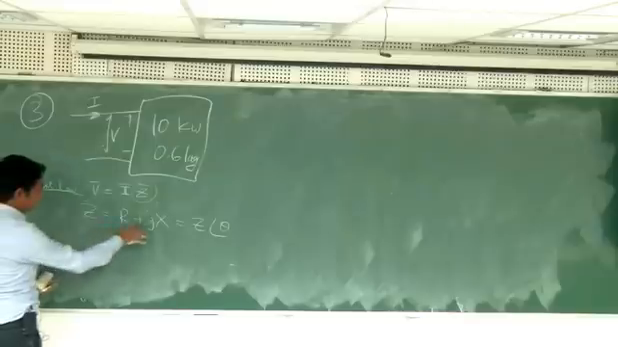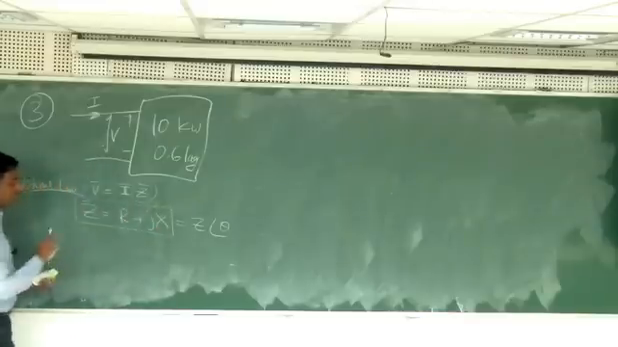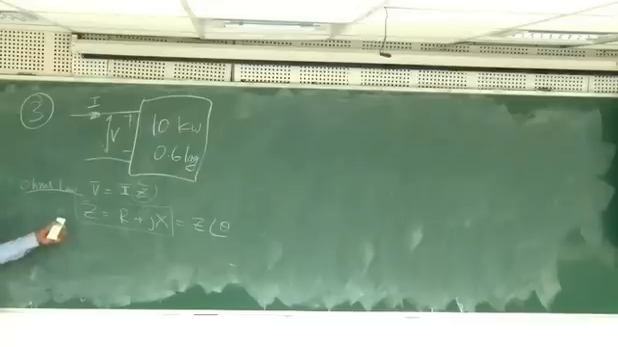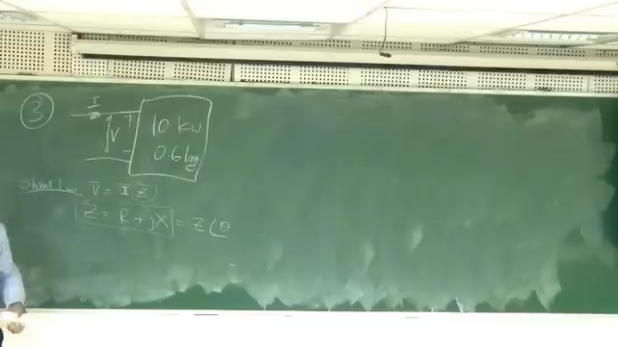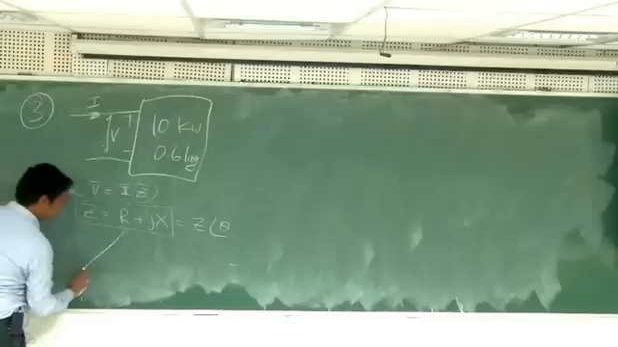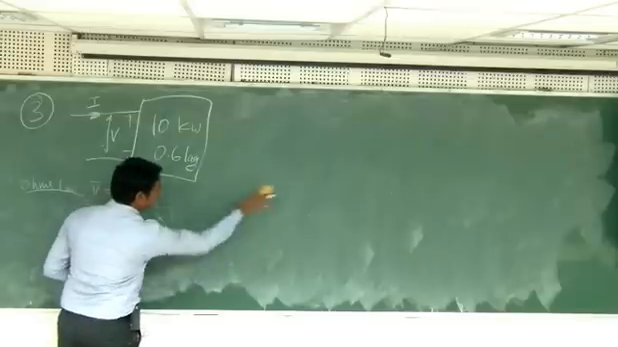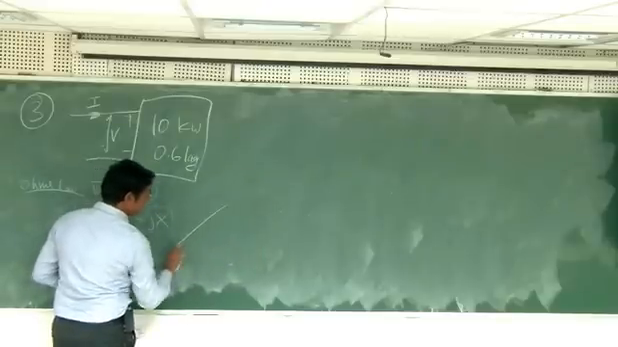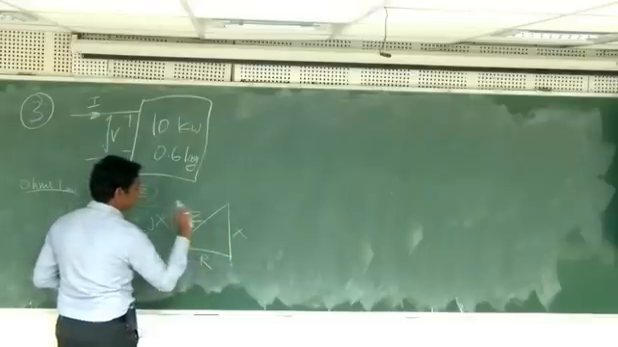Now this is the mathematical way of writing it. Instead of the mathematical way of writing Z equal to R plus jX, I can draw a triangle. It's just like this. This is the triangle with R, X and Z. Simple.